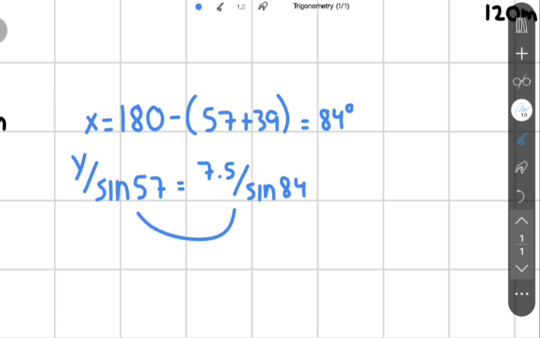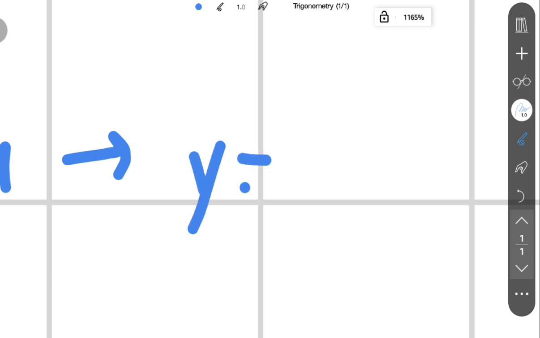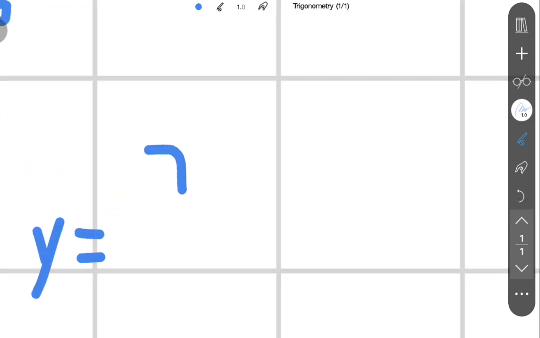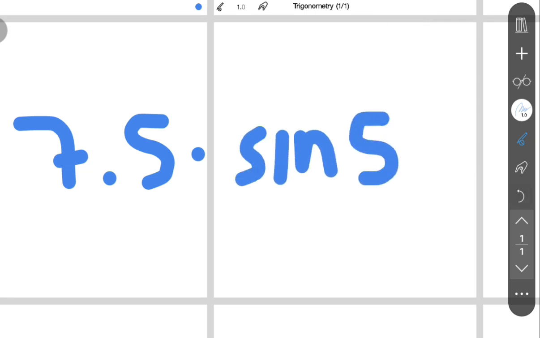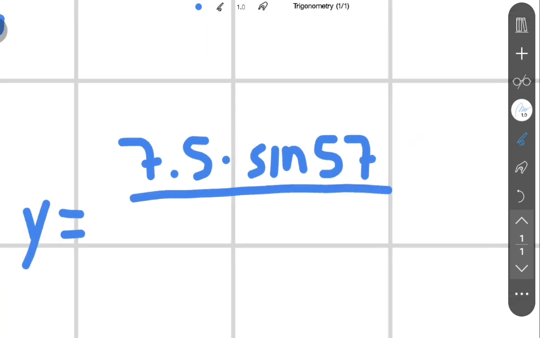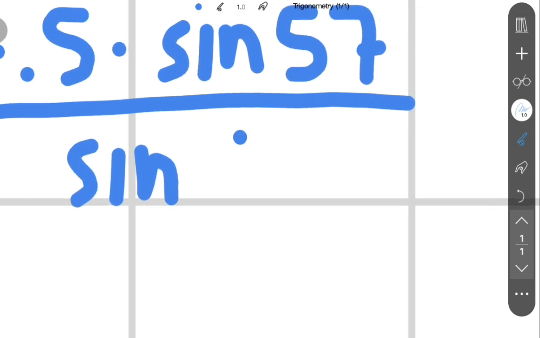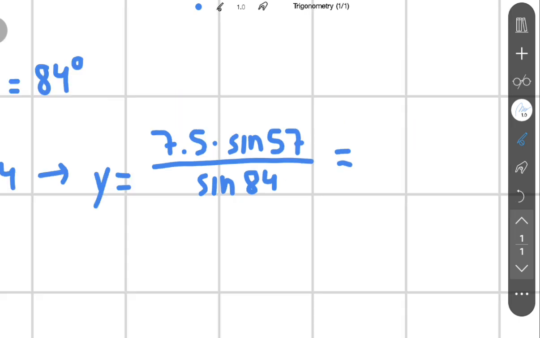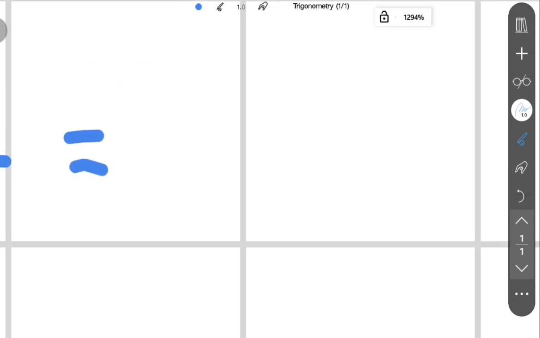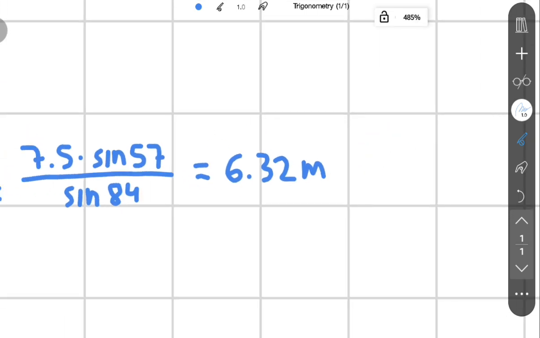We could just multiply both sides by sine 57. So y is equal to 7.5 times sine 57 over sine 84. Let's just put that in the calculator. So that will approximate to 6.32. 6.32 meters. Please let's not forget the units.